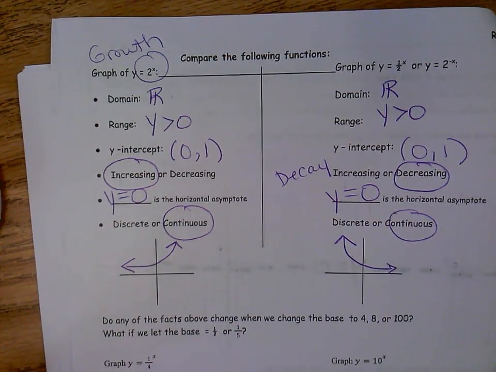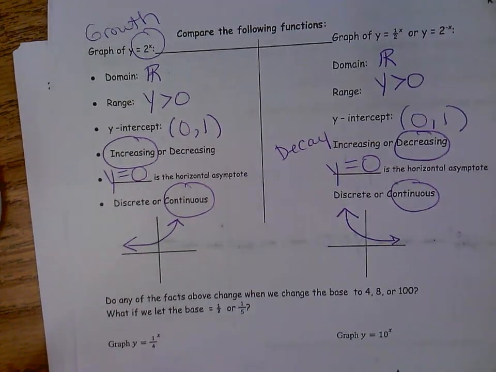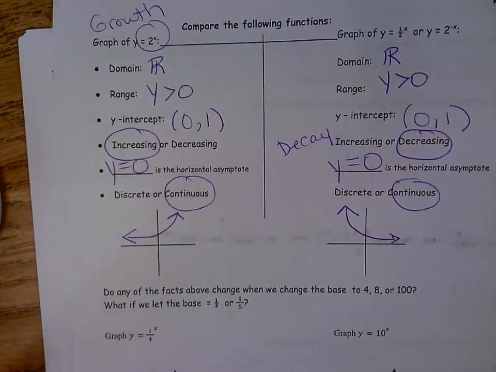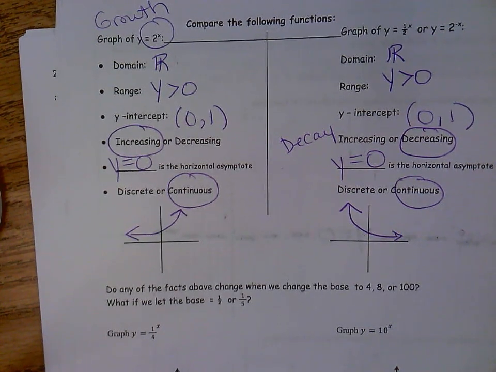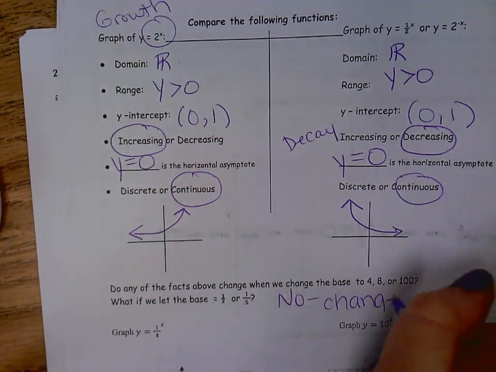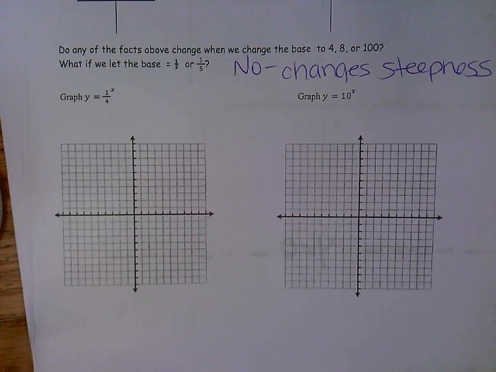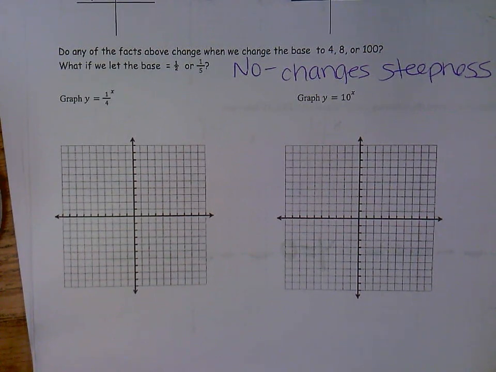So at least you'll have the facts in your notes. This says, does anything change if we change the base? So would the domain or range or y-intercept change if the base was 4 to the x or 100 to the x? No, it just changes the steepness of the graph. So it changes how steep the growth graph is or how not steep it is.